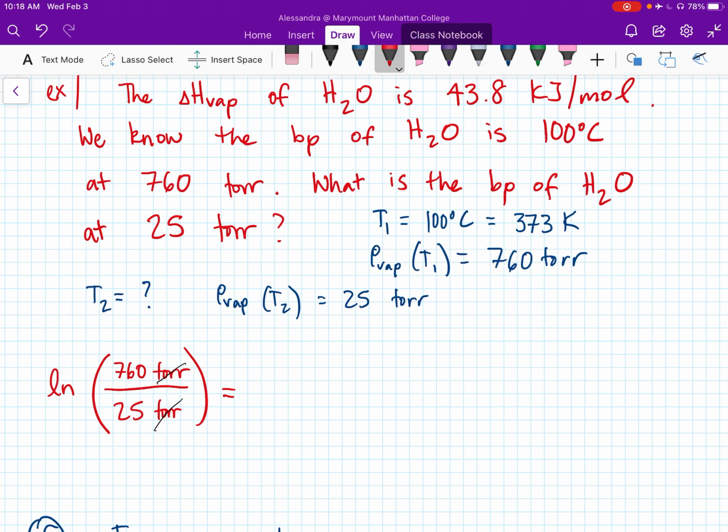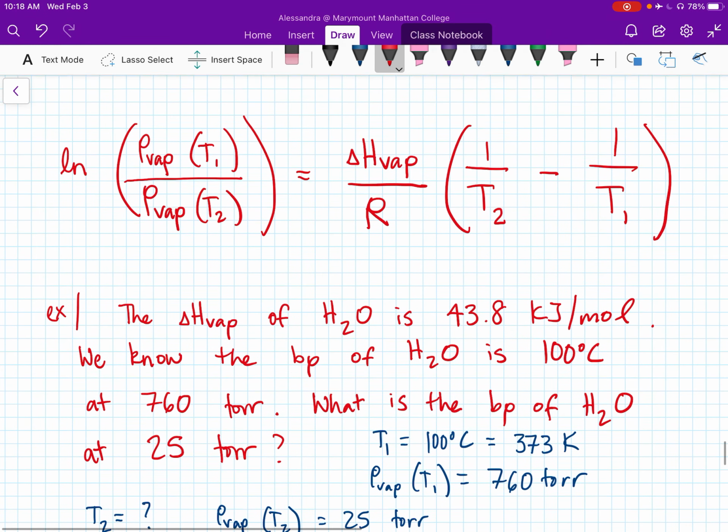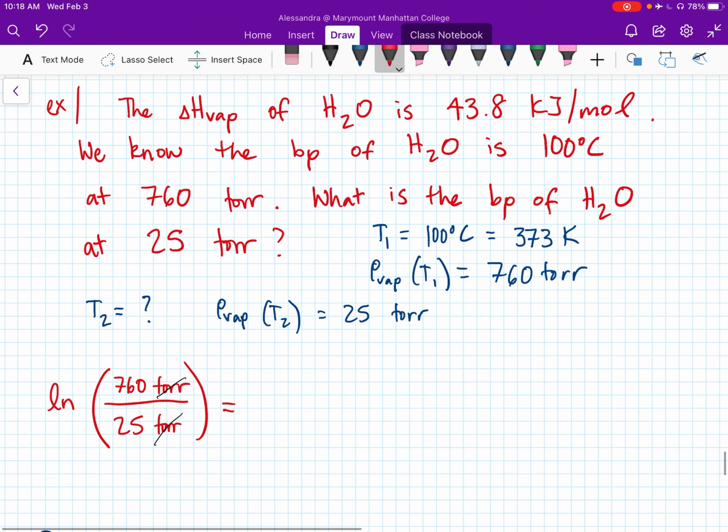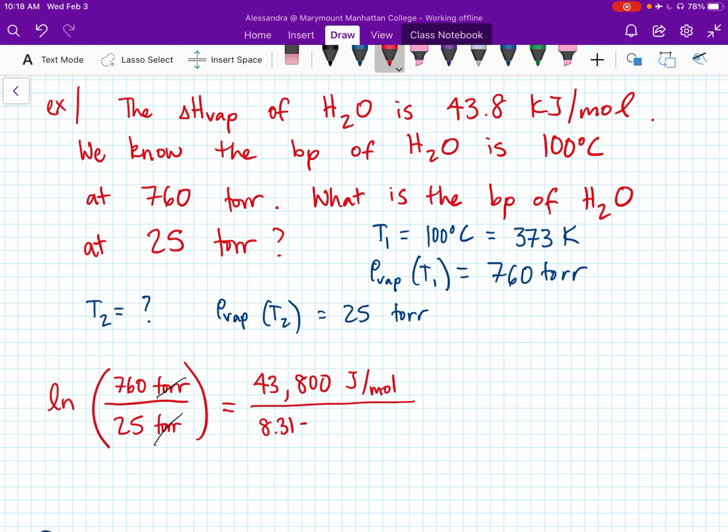This is going to be equal to, now we have, looking at the Clausius-Clapeyron equation, delta H vap over R. Now, delta H vap, I must convert it into joules. So that's going to be 43,800 joules per mole. And my R, of course, is 8.314 joules per mole Kelvin. And that is going to be multiplied by 1 over T2. T2 is the thing I don't know, my unknown variable, minus 1 over T1. So that's 1 divided by 373 Kelvin.